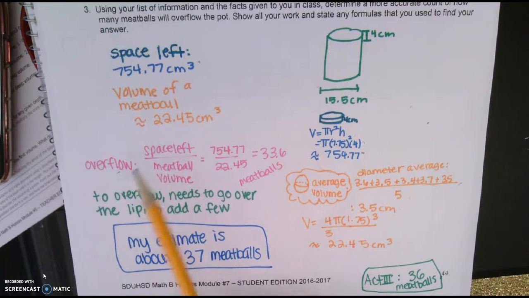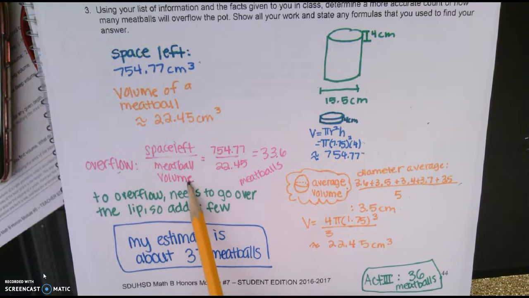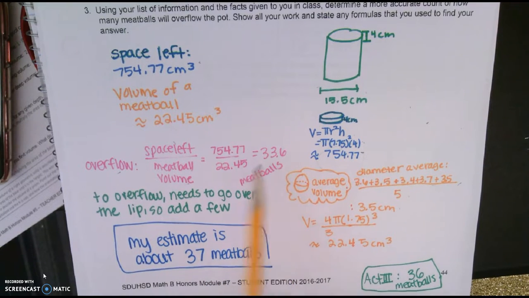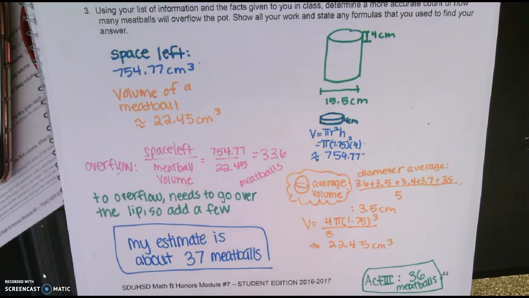So to figure out the overflow, I did the space left divided by the meatball volume and found about 33.6 meatballs. To overflow, I need to go over the lip, so I added a few extra meatballs, so my final estimate was 37 meatballs. It's pretty close to 36, so I would say our math is right on track.